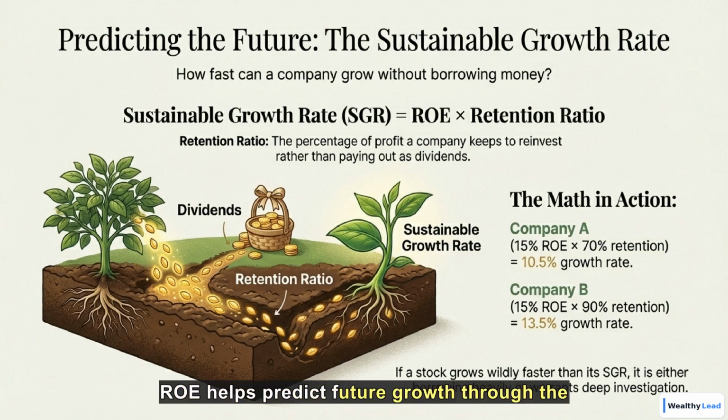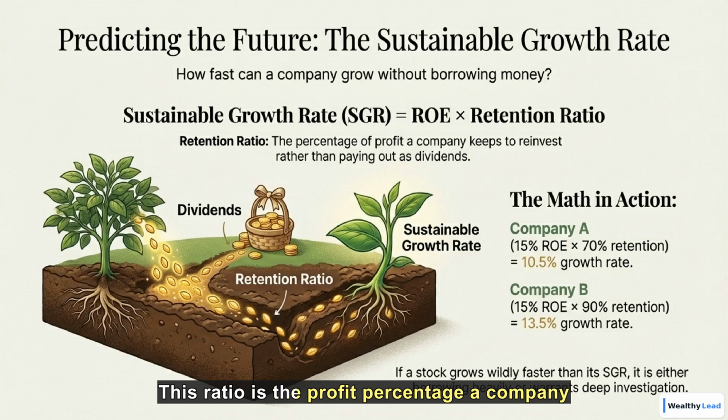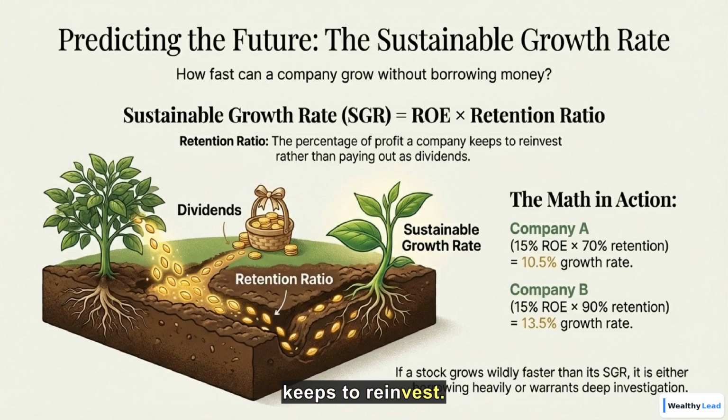ROE helps predict future growth through the sustainable growth rate, which is ROE multiplied by the retention ratio. This ratio is the profit percentage a company keeps to reinvest. If a stock grows wildly faster than its SGR, it's likely borrowing heavily.